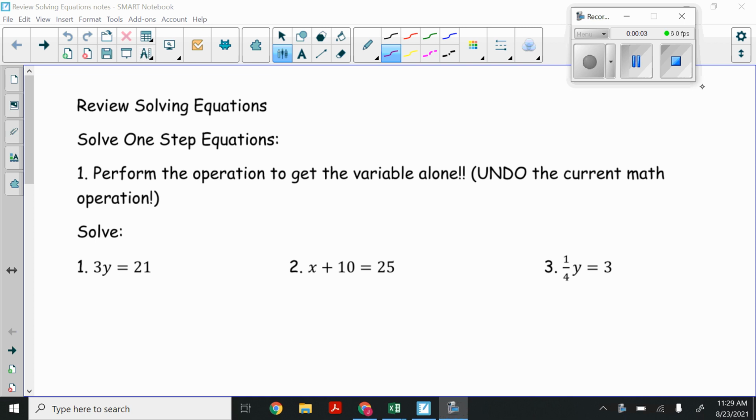All right, so today in geometry, we are going to review solving equations from Algebra 1. These are skills that we need all year long in geometry, so we're going to make sure that we remember them. So first, we're going to look at solving one-step equations.